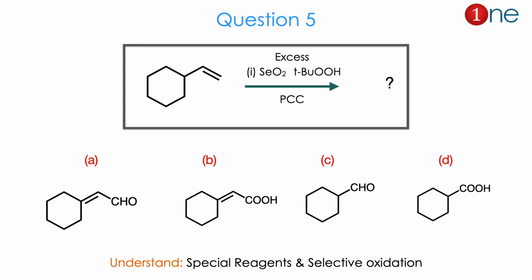Then question number 5. The starting material is a cycloalkane attached with an alkene on the side chain. Here you are using selenium dioxide and you are using excess peroxide. Next step you are using PCC. Here they ask you to find the product. The products are mostly aldehyde formation or acid formation, or the double bond gets saturated and opened, whether simple CHO addition or CO addition. Here you have to understand that special reagents are involved and selective oxidation occurs there.